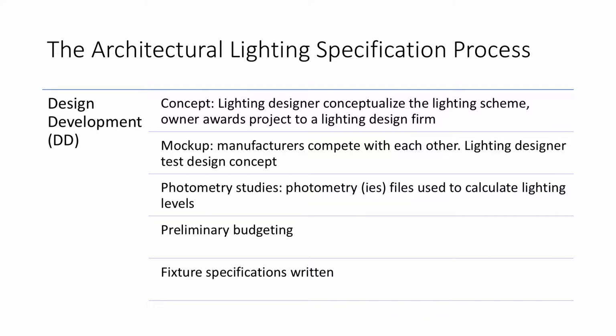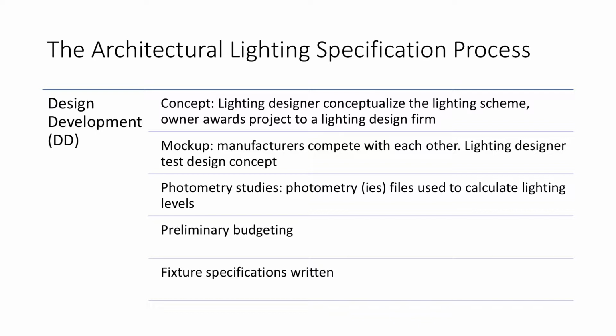After that, or alongside the manufacturer's mock-up, there are photometry studies because there are codes for illumination levels, or expectations on evenness of lighting. That's why we put a lot of effort into the optics that we develop. So that's all done in the photometry studies. And then also involved is preliminary budgeting. So at this point, we put in our preliminary budget. And so the lighting designer goes back to the owner and says, we need X amount of dollars on this project.